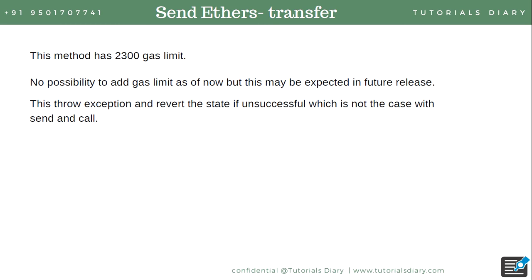So this method has a 2300 gas limit. What does it mean actually? Whenever you use this transfer function, this is the only gas limit you are left with, so you can't do much functionality with this function. This transfer is just going to invoke only one event. It can't do much basically. Okay, so this makes it very secure.